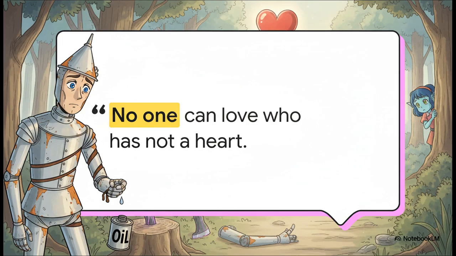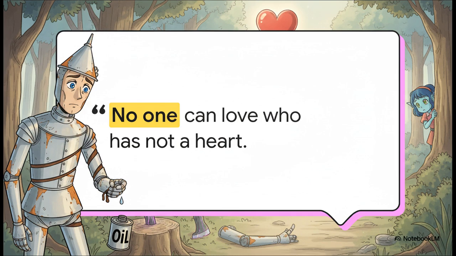Then we have the Tin Woodman, who they find completely rust-bound in the forest until Dorothy oils his joints. His backstory is incredibly tragic. He was once a human woodchopper deeply in love with a Munchkin girl, but the Wicked Witch cursed his axe, causing him to chop off his own limbs one by one. A tinsmith replaced them with metal, and eventually his torso was replaced too. As he laments, "No one can love who has not a heart," so he joins the quest, desperate to reclaim that lost emotion.